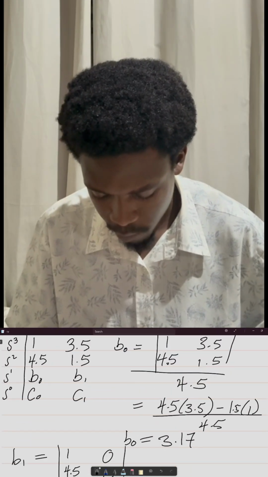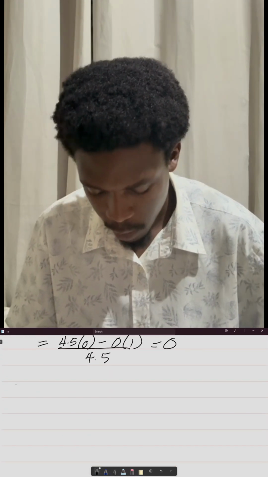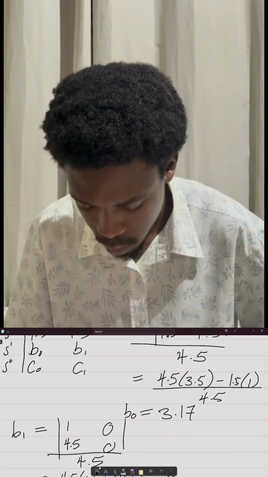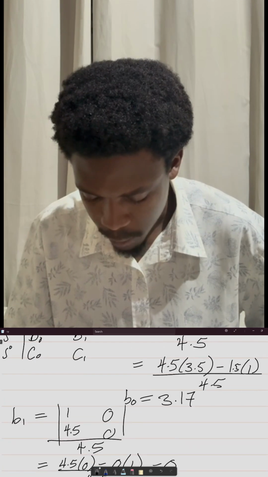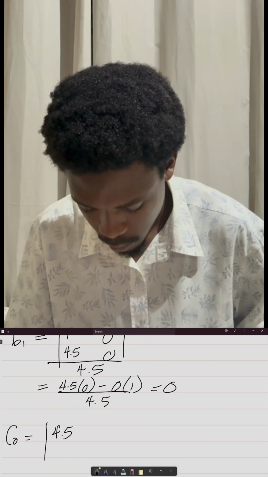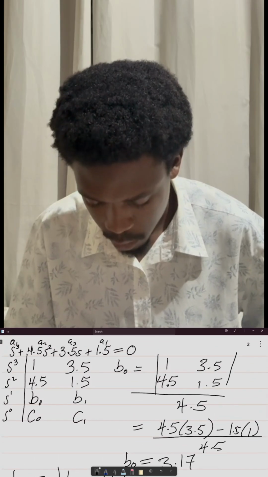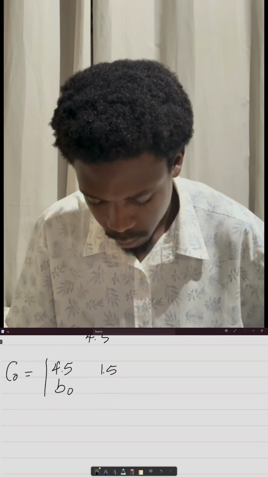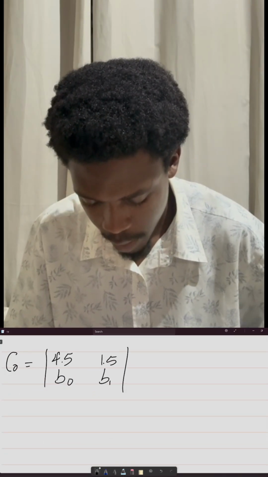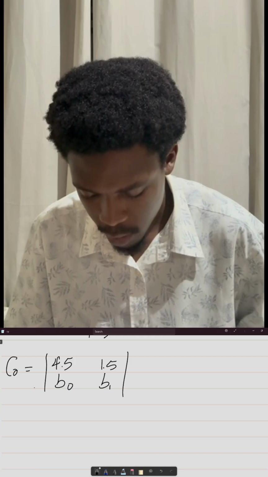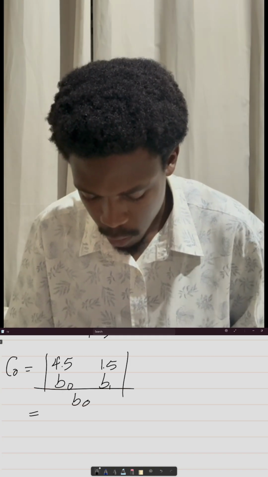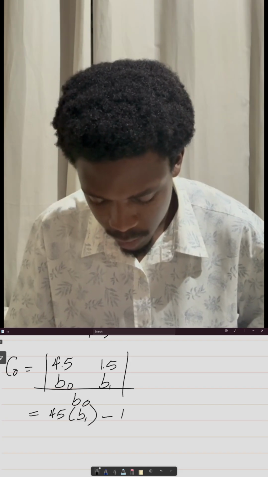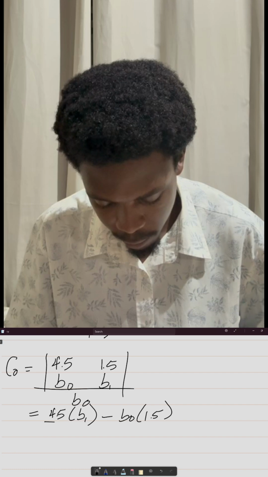Now, how do we find C0? To find C0, we are going to get C0 to be equal to 4.5 times B0 on one side, and on the other side 1.5 times B1, all over B0. But we know the values for B0 and B1 already, so it's going to be simple. It's going to give us 4.5 multiplying B1 minus B0 multiplying 1.5, all over B0.